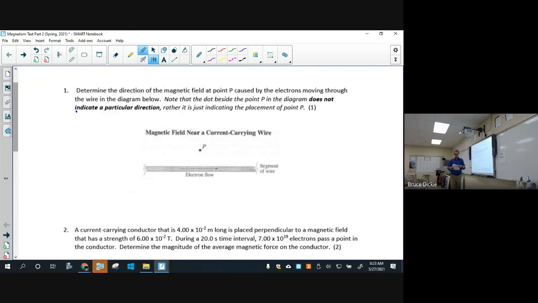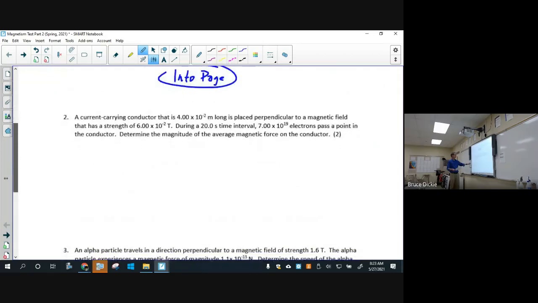If you had version 2, your numbers will be a little bit different, but the methods will be exactly the same. Question number 1 here says, determine the direction of the magnetic field at point P caused by the electrons moving in the wire. Look, thumb points toward the right of the page. Fingers are going to point into the page. So my answer is just going to be into the page. That was worth 1 point. That's just a wire grasp rule, right? The left-hand wire grasp rule, because we're talking about electron flow.